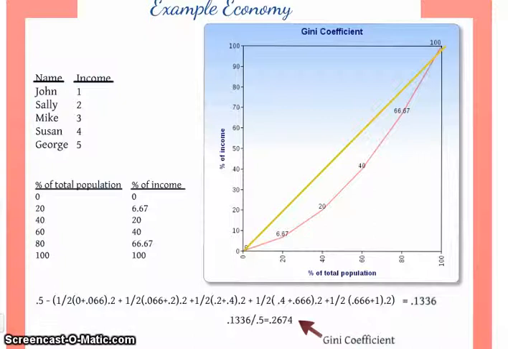To get the Gini coefficient, we must find A, the area between the yellow line and red line. What I did was find the area between the red line and black line and subtract it from the area between the yellow line and the black line. I then took that area and divided it by 1/2 to get the Gini coefficient, which equals 0.2674.